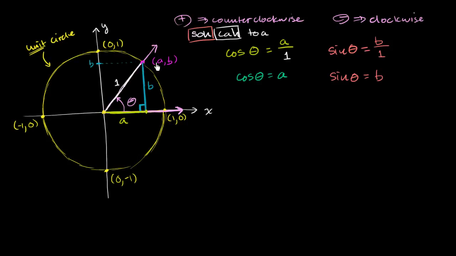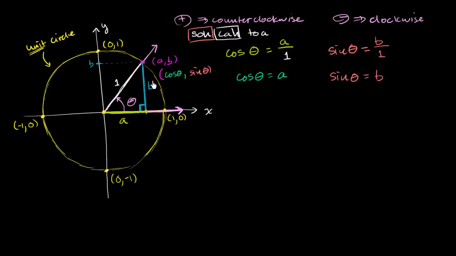So an interesting thing, this point where the terminal side of our angle intersected the unit circle, that point (A, B), we could also view this as A is the same thing as cosine of theta, and B is the same thing as sine of theta. Well, that's interesting. We just used our SOHCAHTOA definition. Now, can we in some way use this to extend SOHCAHTOA?